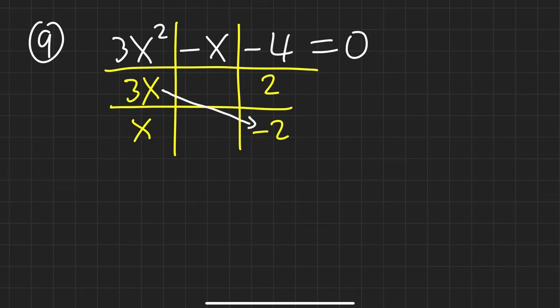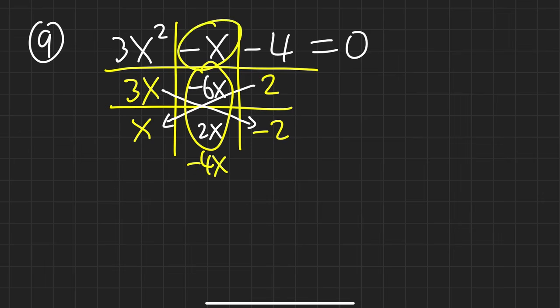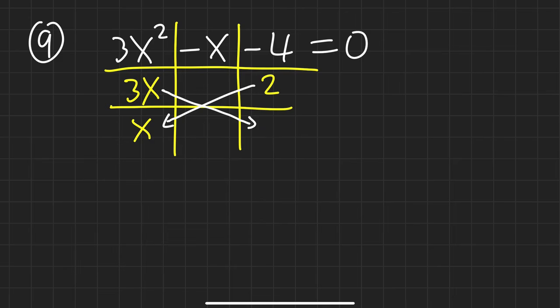3x times negative 2, that's negative 6x. 2 times x, that's 2x. Does this check out? No, because negative 6x plus 2x is negative 4x. That's not what we need right here. We need to have negative x. So, what do we do? Well, just try another combination. Because I told you, these right here are all factorable because we're trying to solve them by factoring. So let's try another one.